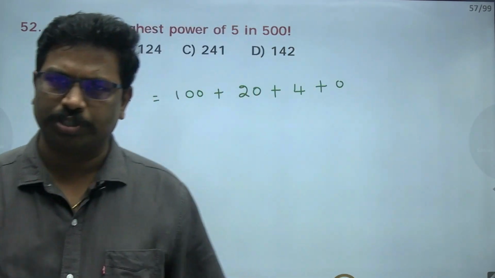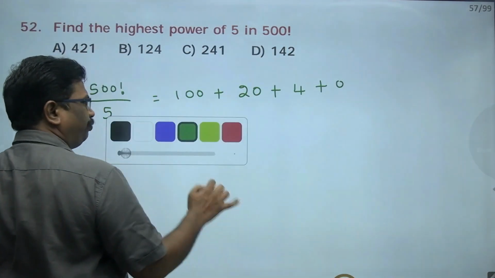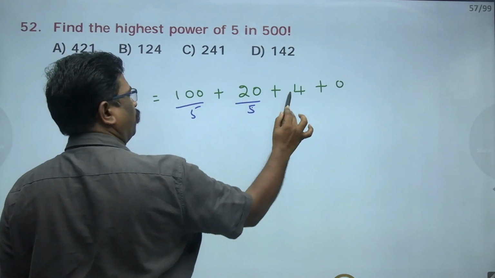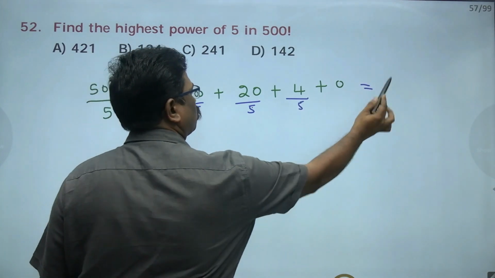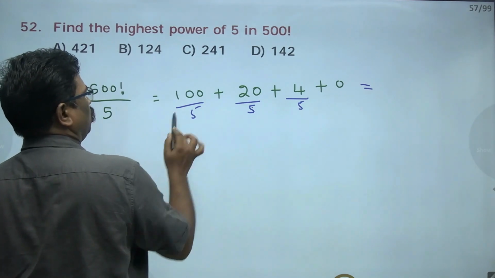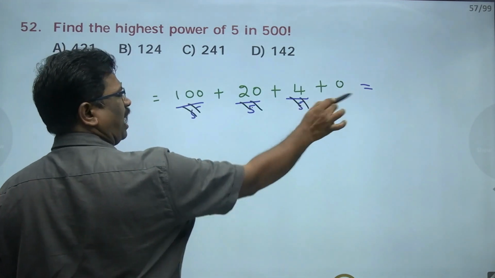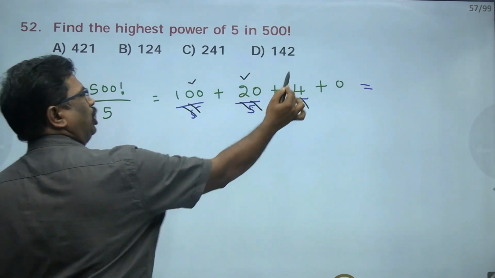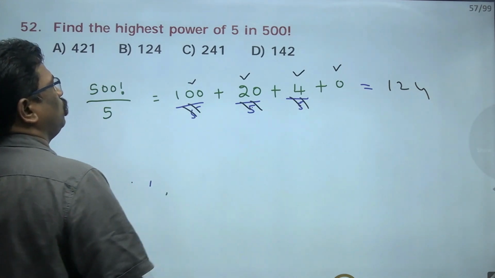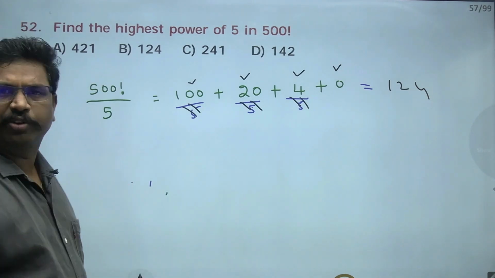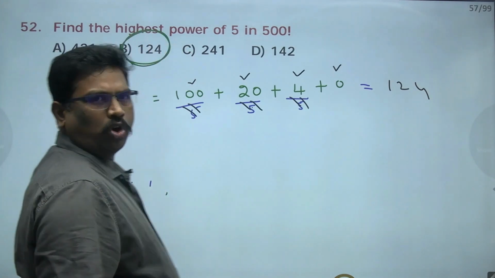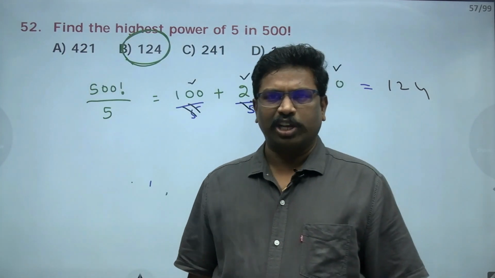Observe: 100 by 5 is 20, 20 by 5 is 4, by 5, 0. 0 means stop the process. Now add the numbers: 100, 20, 4, 0. That is 124. So how many 5s are there in 500 factorial? 124. Option B is your answer. Clear? Yes or no?